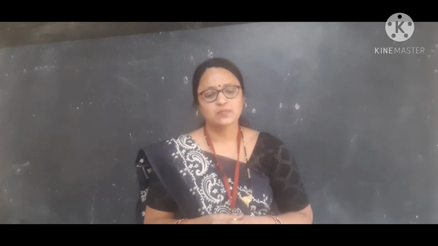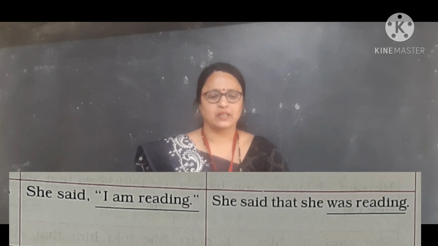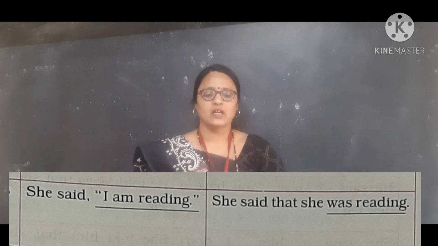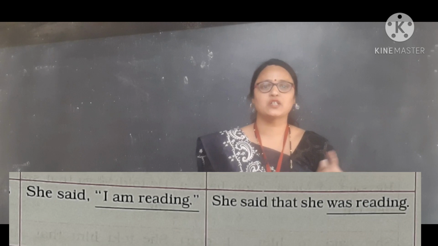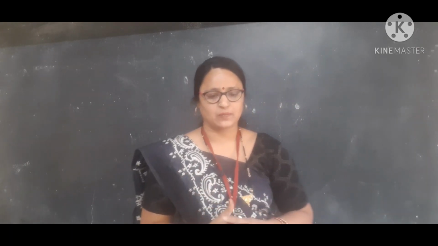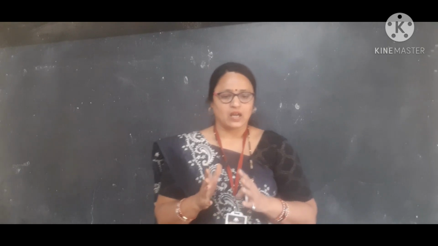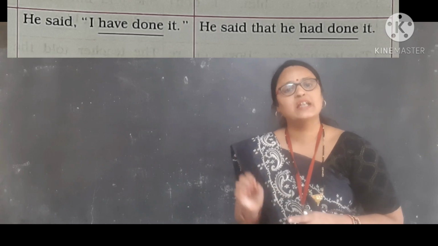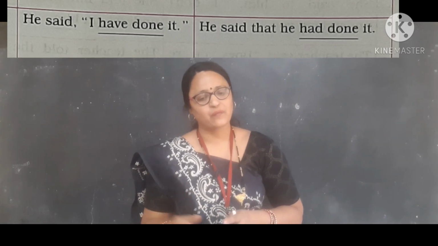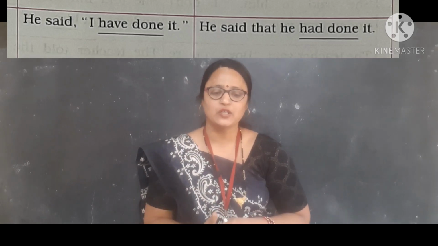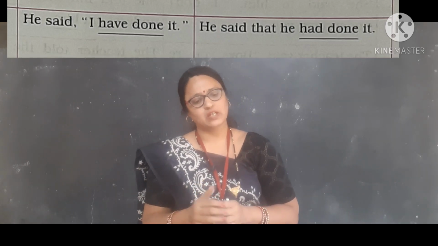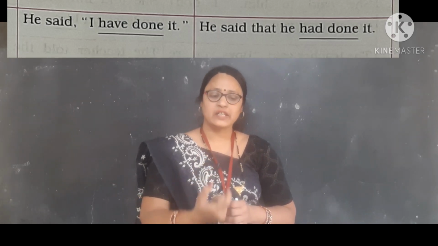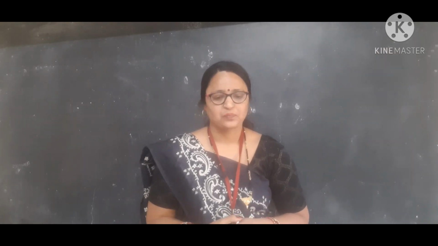Present continuous tense. She said, I am reading. She said that she was reading. Present continuous tense converts into past continuous tense. He said, I have done it. He said that he had done it. Present perfect statement converts into past perfect tense. Had done is the indicator of past perfect tense.